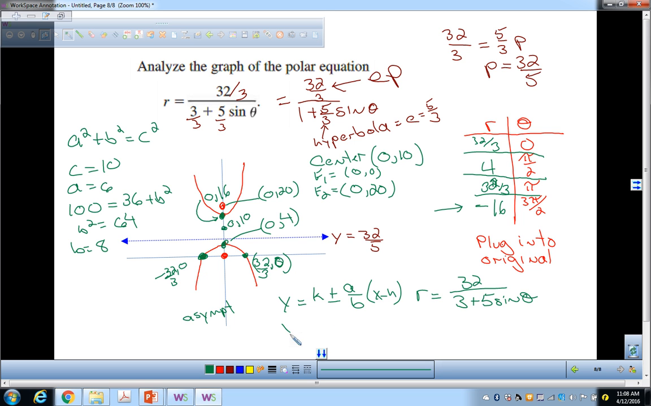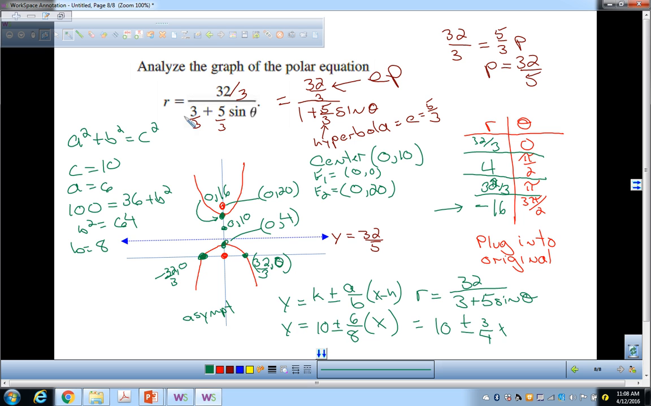So in this case, what's k? K is 10. A we figured out over here is 6. B we figured out over here is 8. There is no horizontal shift of this center, so it's just x. And that's the equation of your two asymptotes. You can reduce that to 3/4. Equals 10 plus or minus 3/4 x. And then you found everything there is to it.